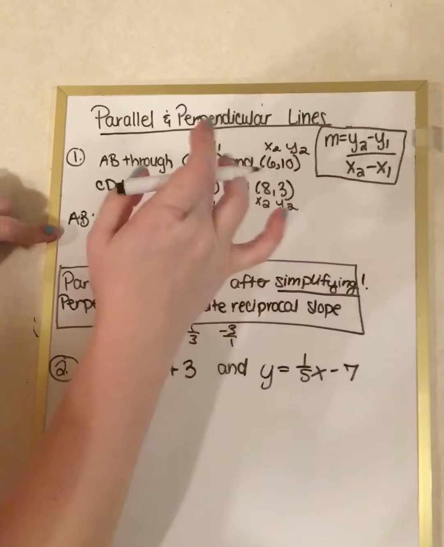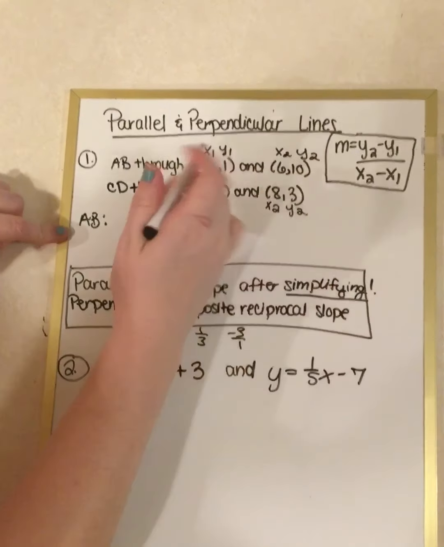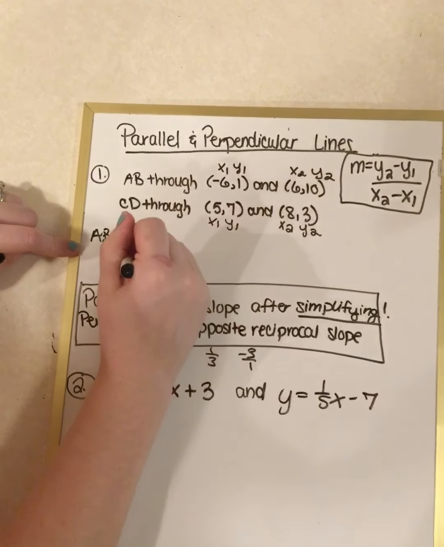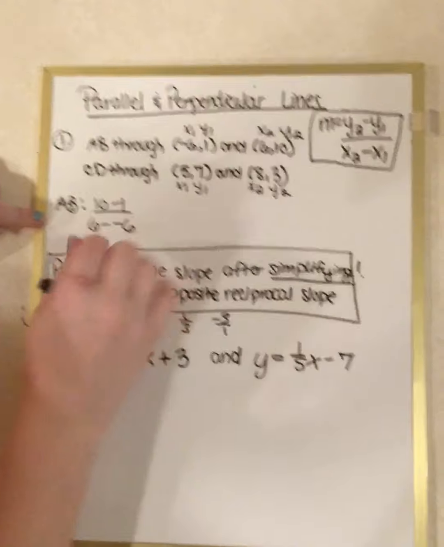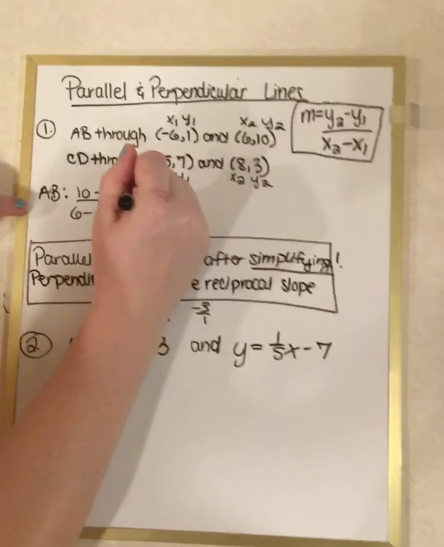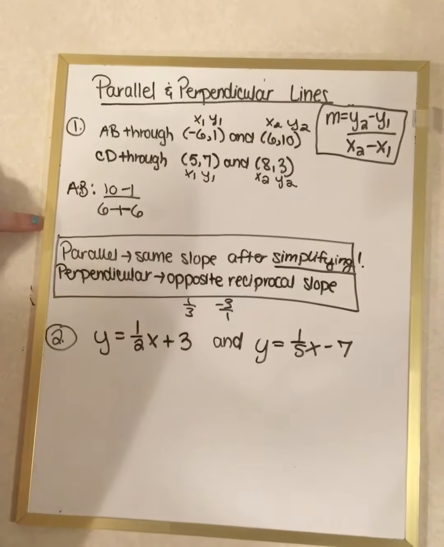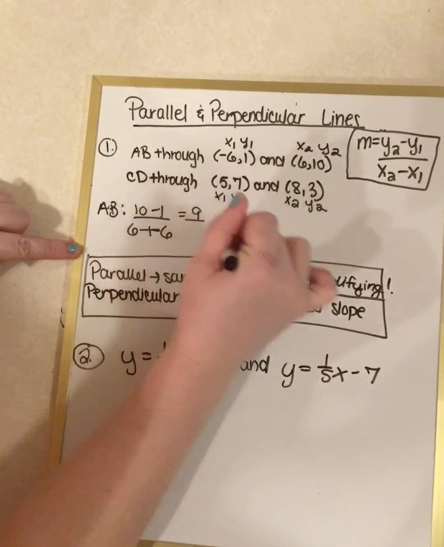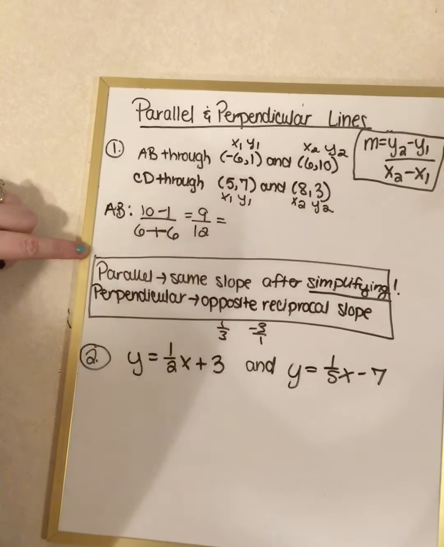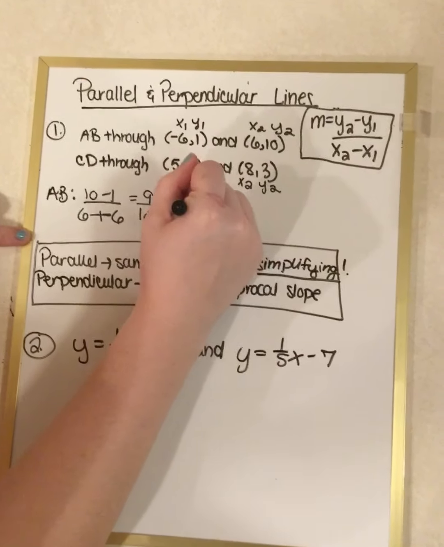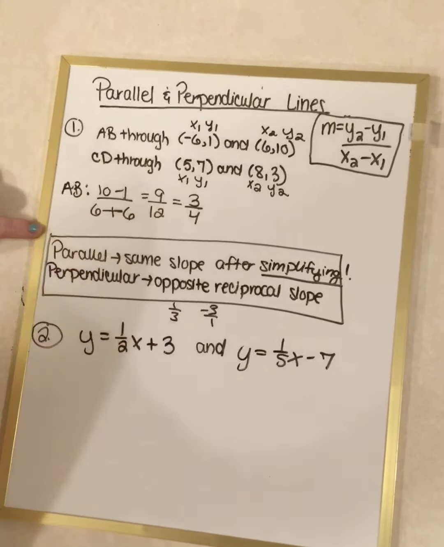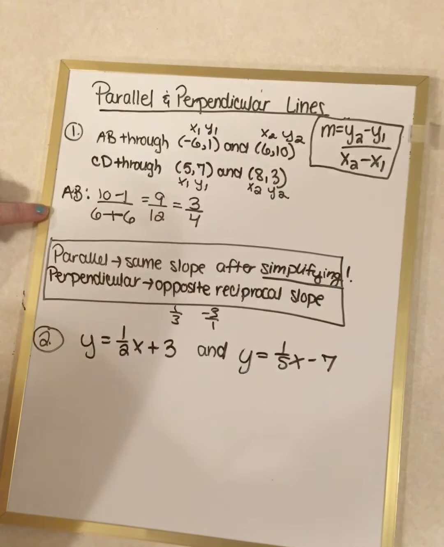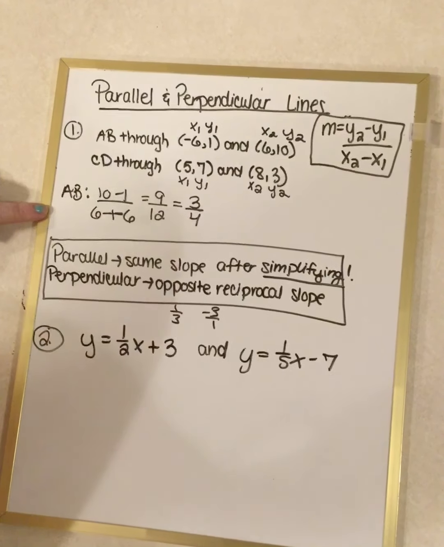we're going to do y2 minus y1, so that means 10 minus 1, and then 6 minus -6. But remember, minus negative changes to a plus. So when we simplify, we're going to have 9 over 12, and 9 over 12 is going to simplify to 3/4. Please make sure you always reduce when you're able to. So slope of 3 over 4 for the line AB.